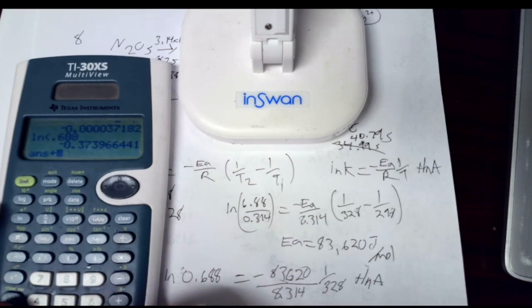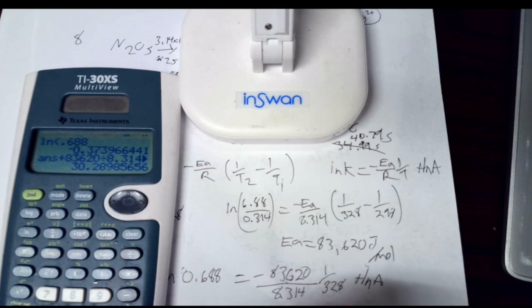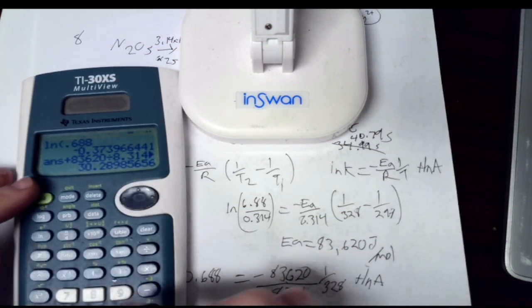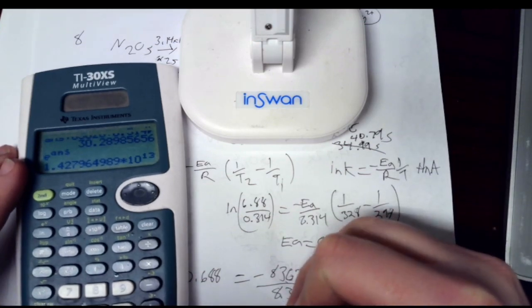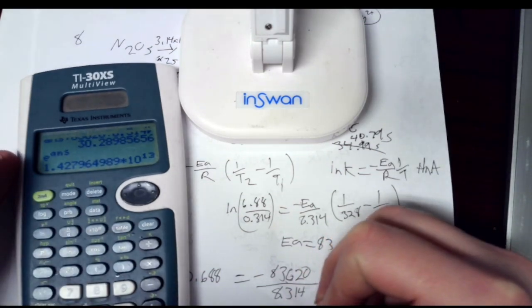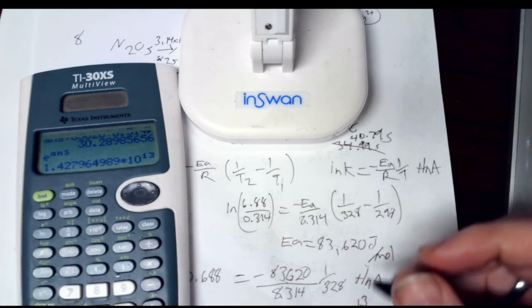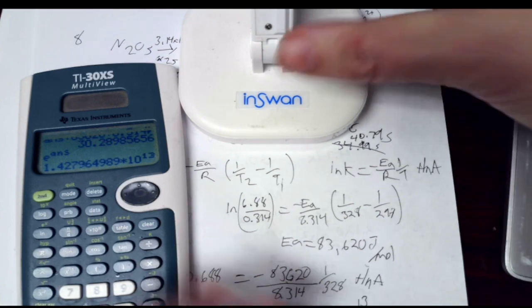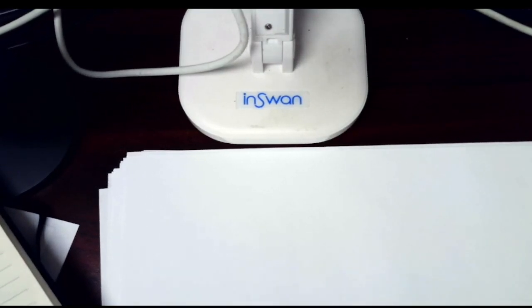So with that in mind, I'm going to add my 83620 over 8.314 divided by my 328. When I add those all to the other side, I get a positive 30 something, and I have to take the inverse log. The inverse log puts my A value at something like 1.43 times 10 to the 13. It's a big number. It's ridiculous, but it's there. It's done. It can be done. It's annoying, but it can be done. I could also graph it to similar effect.